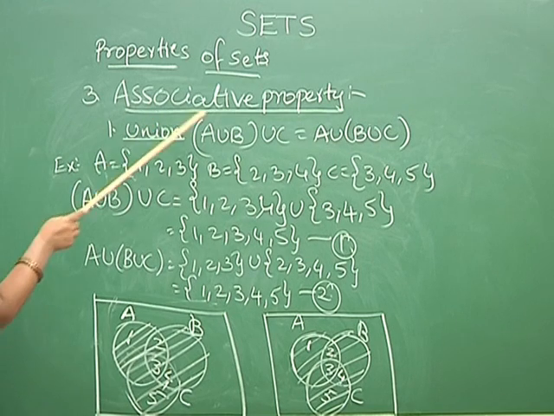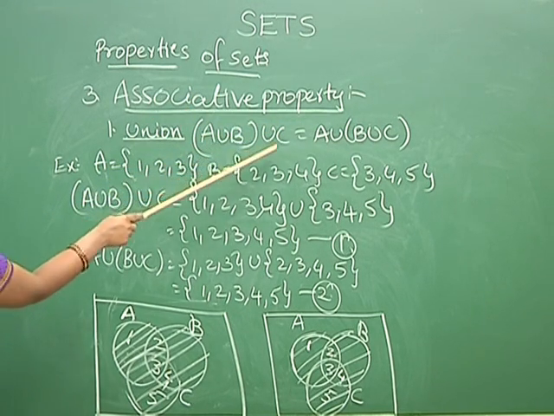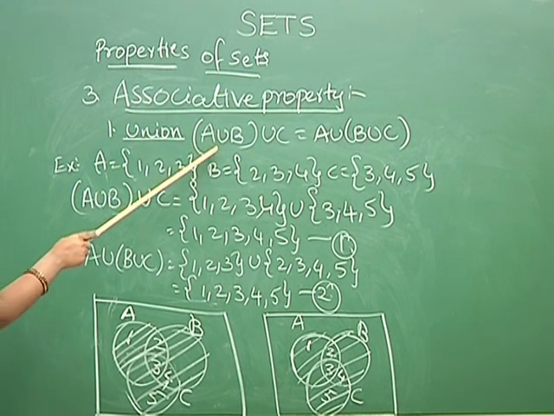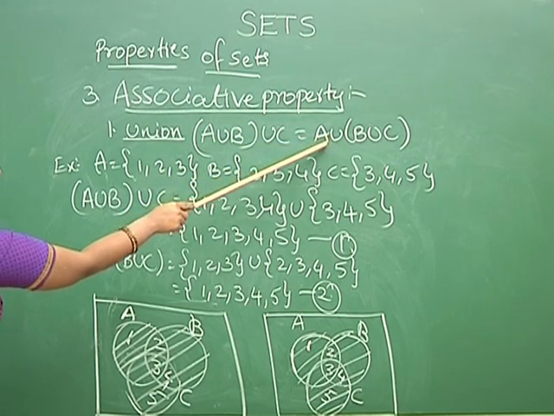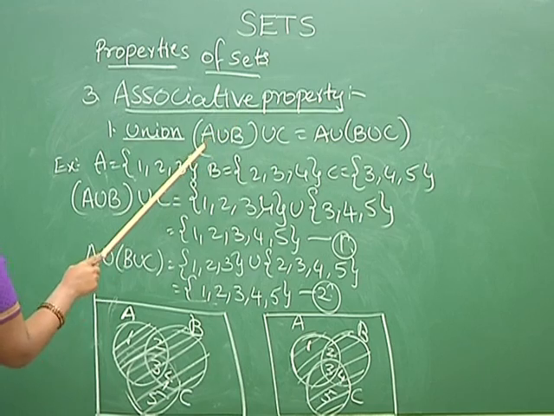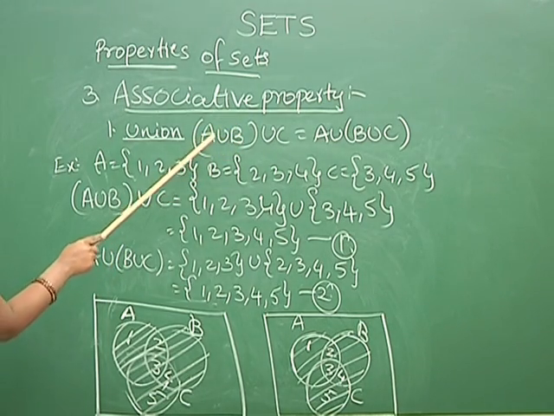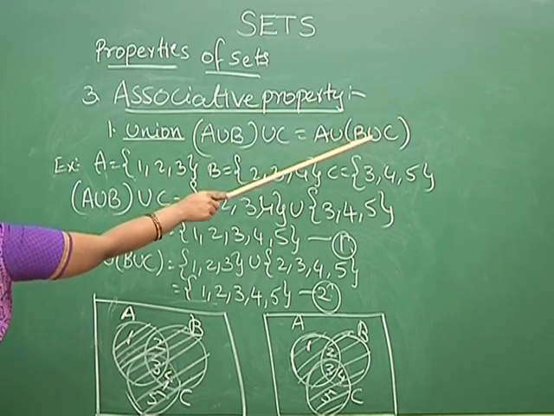The next property is the associative property. In associative we need three sets, A, B and C. So the first associative property is union. A union B union C is equal to A union B union C. When we are pronouncing it also, A union B is in brackets. So we need to read it as A union B union C is equal to A union B union C.